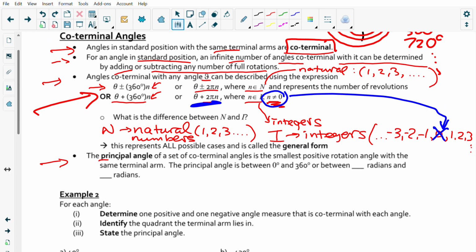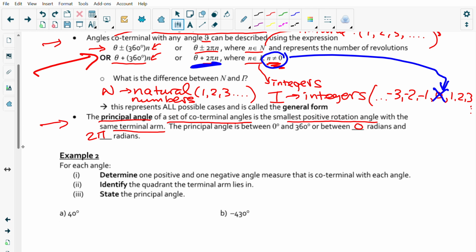Let's finish this part. The principal angle. Okay, so since there are an infinite number of coterminal angles, we need a generalized way to think about what a coterminal angle represents. So we have this idea called a principal angle. The principal angle of a set of coterminal angles is the smallest positive rotation of the angle with the same terminal arm. The principal angle is between 0 and 360 degrees, or between 0 radians and 2 pi radians. Okay?